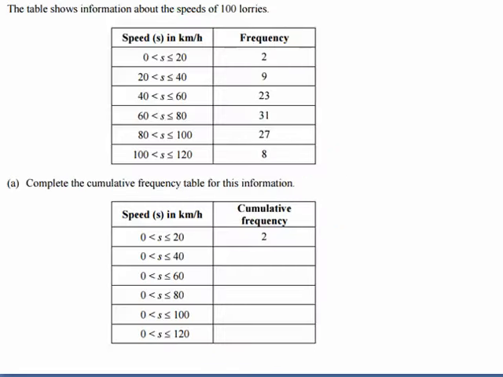Let's have a look at a GCSE question on cumulative frequency. So this one tells us the speed of 100 lorries. This is a normal grouped frequency table, and below we have a cumulative frequency table. Notice that the group 0 to 20 is just this top group here, so that's already 2. This group here is from 0 to 40, so that would be the 0 to 20 group and the 20 to 40 group. We add those up to get 11. 0 to 60 would accumulate this next group, so that would give me 34. 0 to 80, accumulate the next group, give me 65. 0 to 100, 92, and 0 to 120 is 100. I was expecting 100 because there's 100 values.